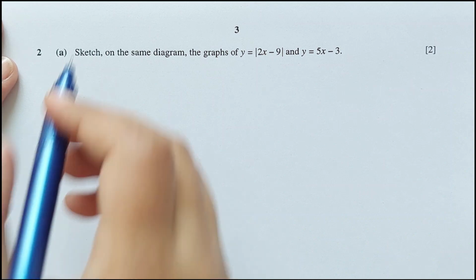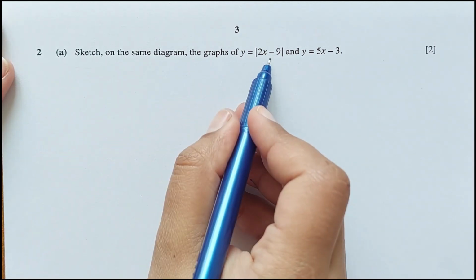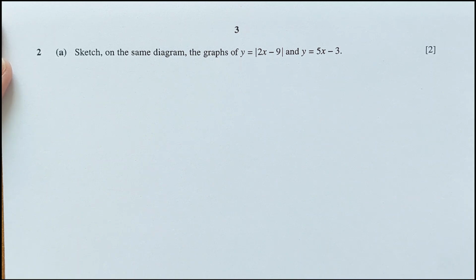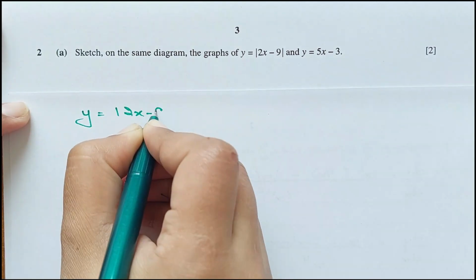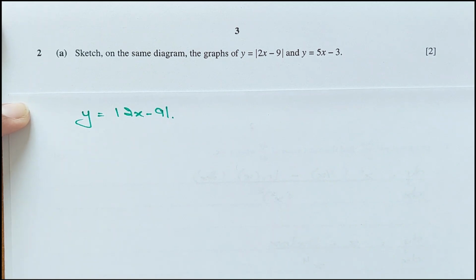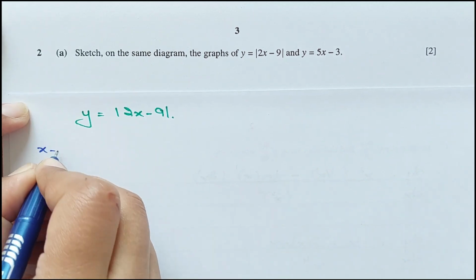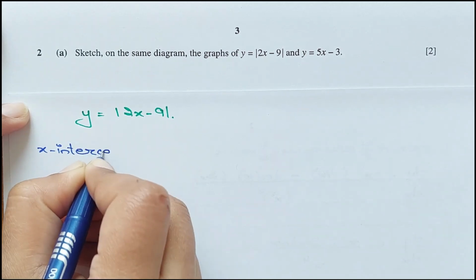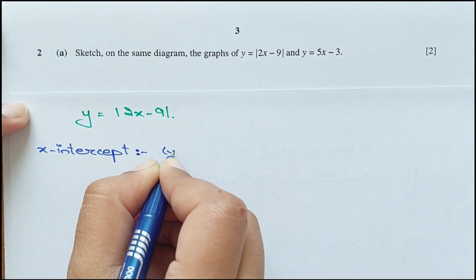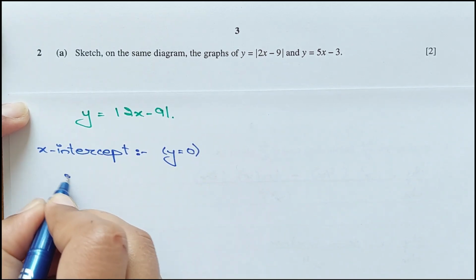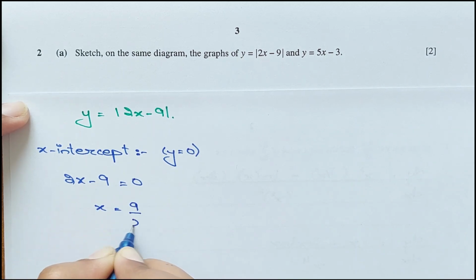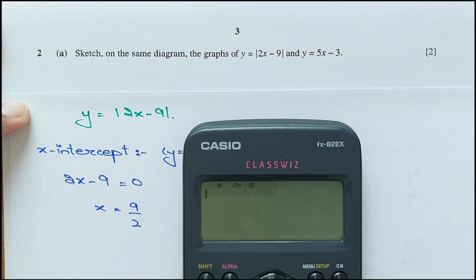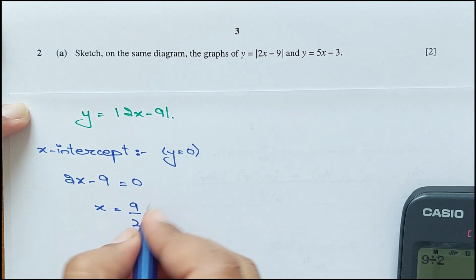Question number 2, part A: sketch on the same diagram the graph of this absolute function and the linear function. Let me start with the absolute function, y equals absolute of 2x minus 9. Let me solve this without the absolute. The x-intercept is when y equals 0, so 2x minus 9 equals 0 and x equals 9 by 2, which is 4.5.